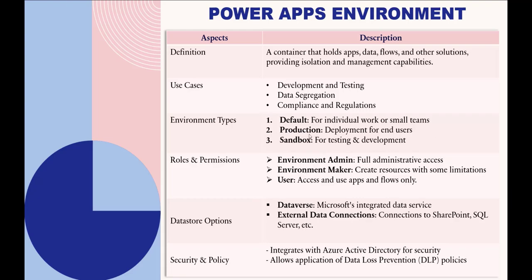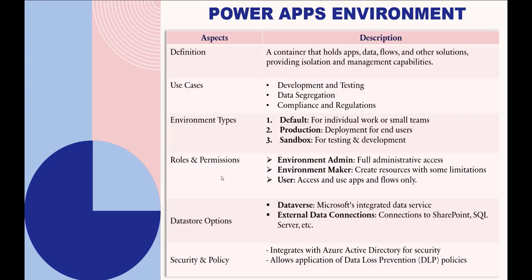The second one is production, the environment where the final version of the application or flow is deployed for end users. The third one is sandbox. This is the type of environment that you can use for testing and development purposes. The changes here don't affect the production app.